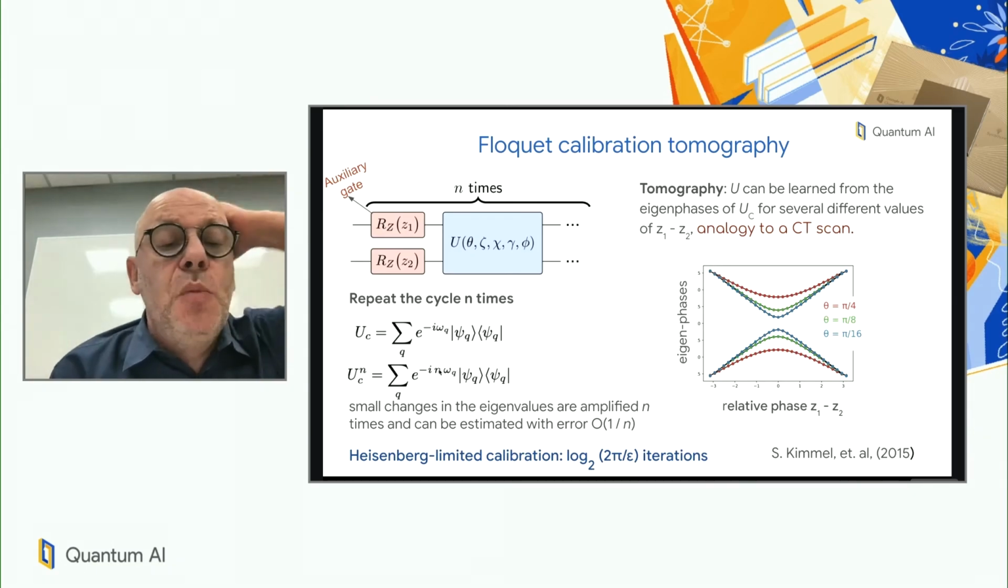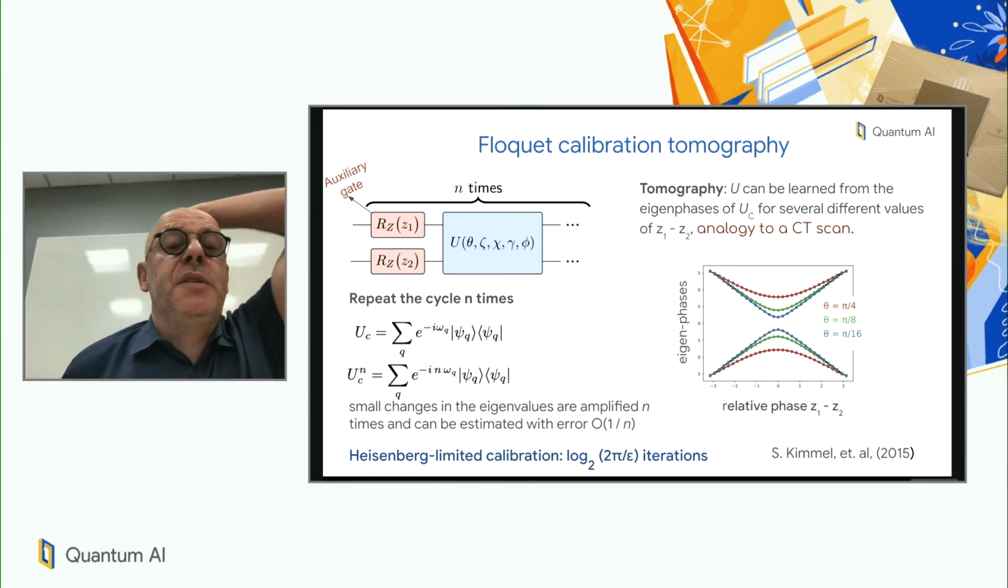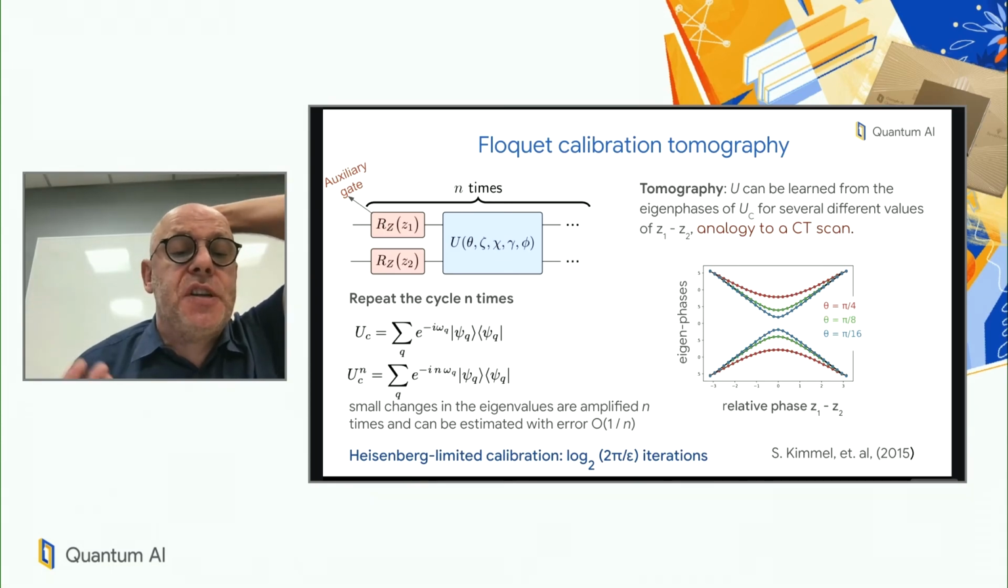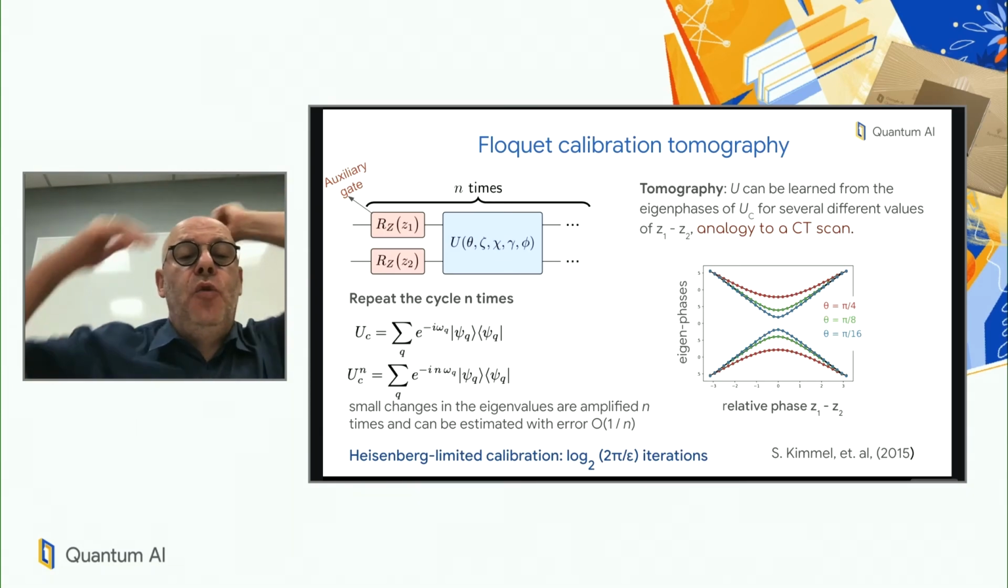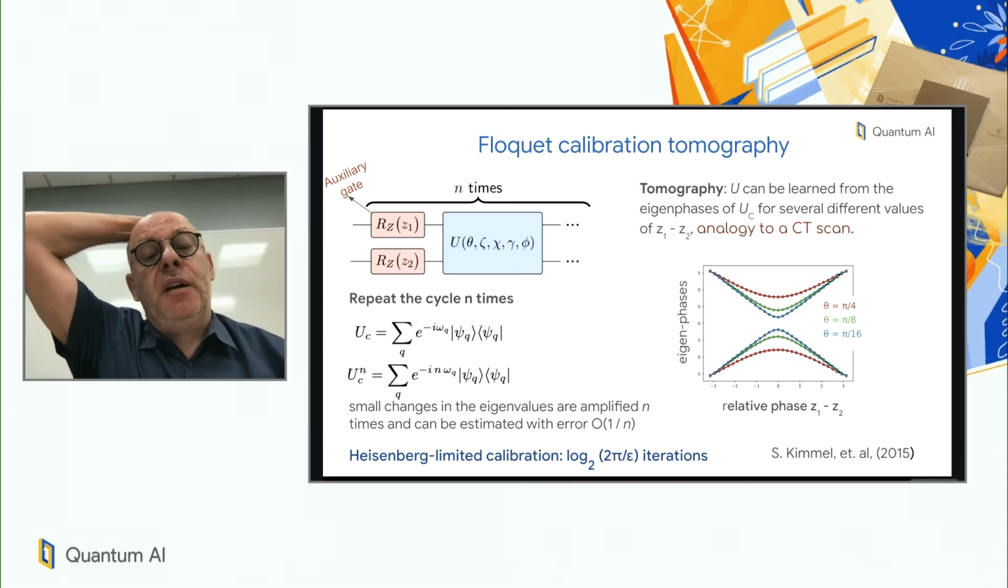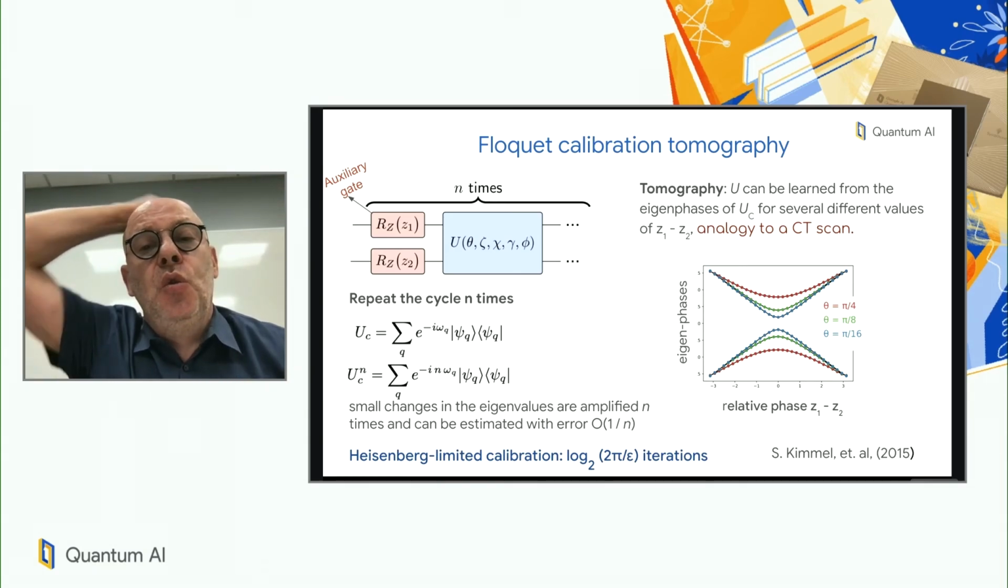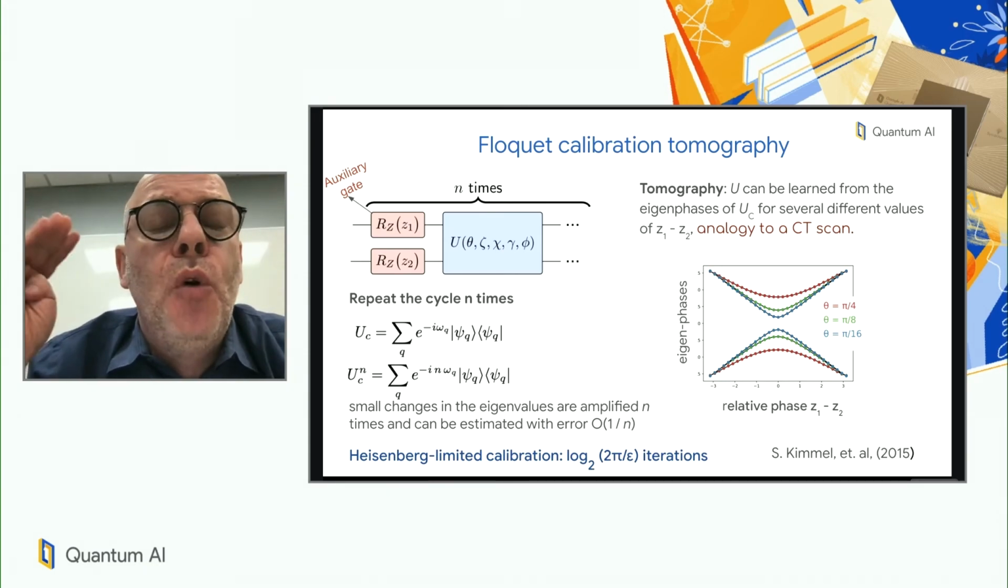It's clear that small changes in the parameters of the gate produce changes in the circuit unitary, which are multiplied by n, the number of cycles. So this is essentially amplified, and the small changes are being amplified, and therefore the angles can be estimated with an error proportional to 1 over n. This gives rise to what we call Floquet calibration tomography.